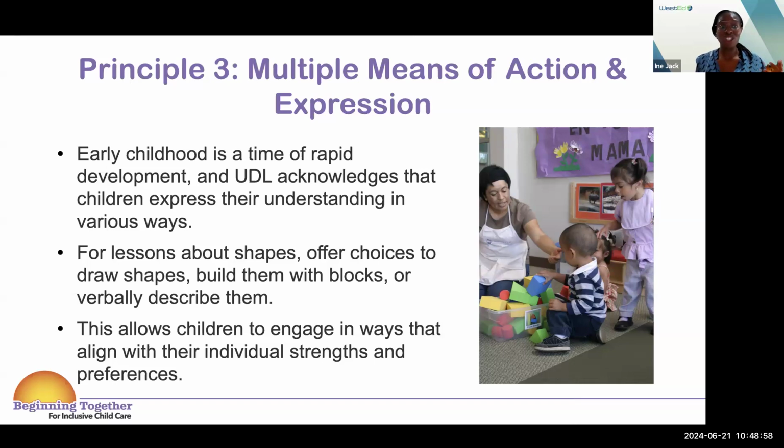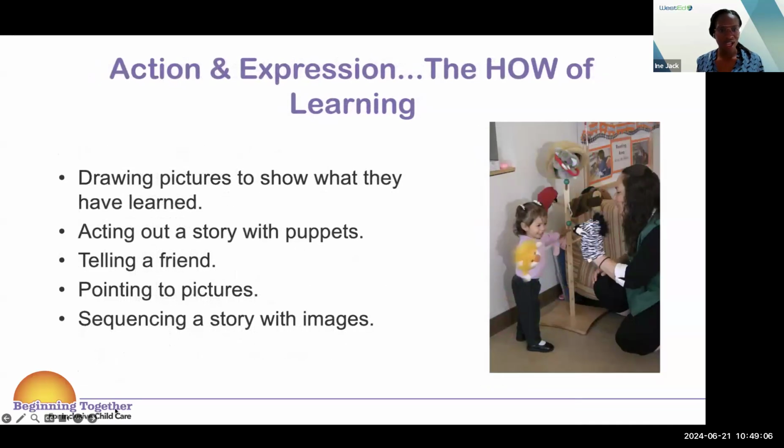But it also can be gestures and sounds and noises and babbling back and forth. That is children in infant and toddler age communicating and showing us what they know. So action and expression is the how of learning.